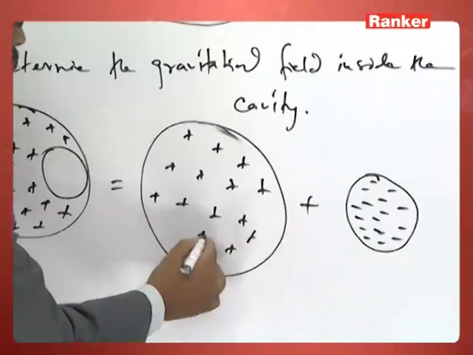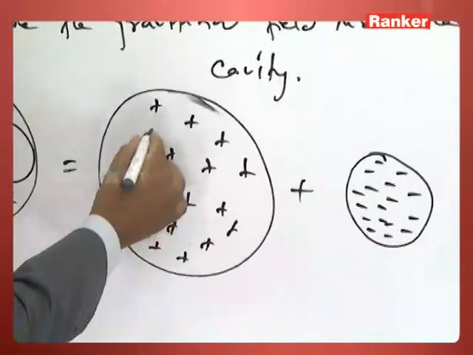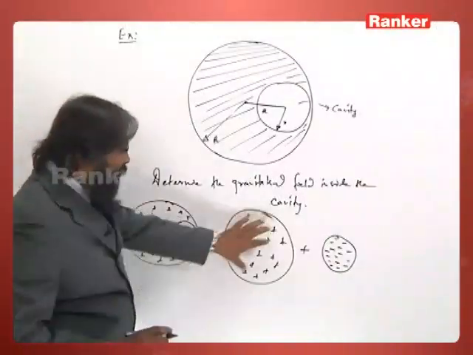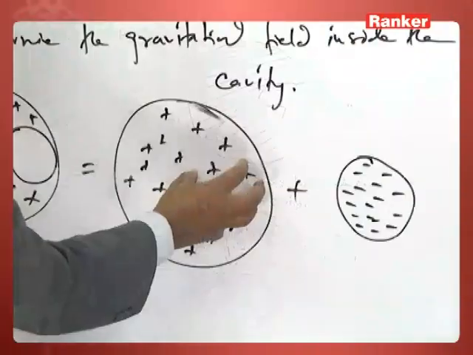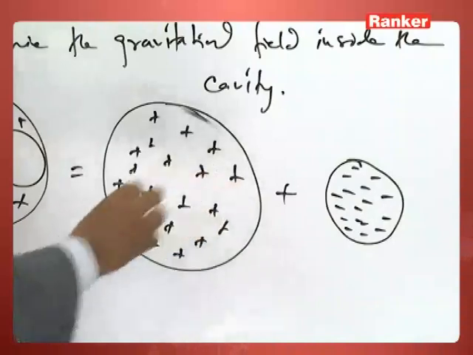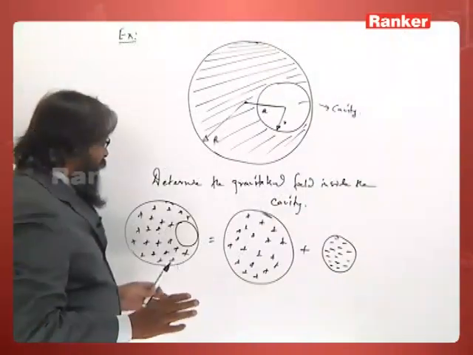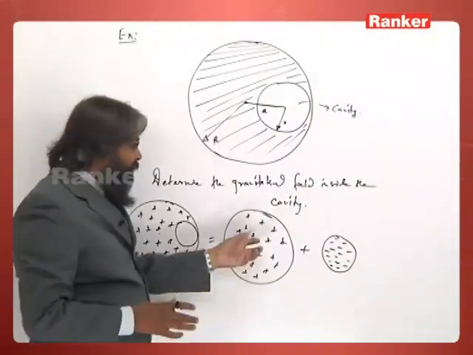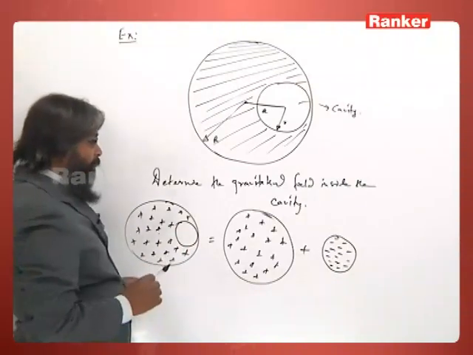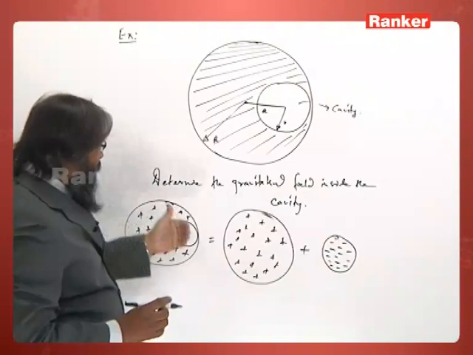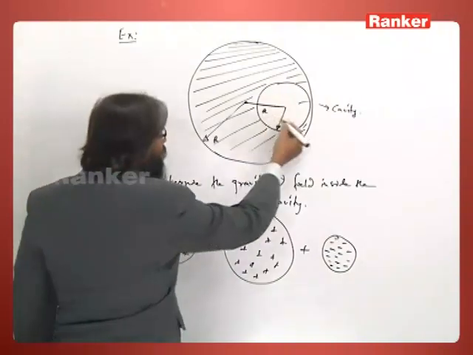One is called positive mass, another is called negative mass. So when we have a positive mass ball and I place a negative mass ball, then this positive and negative mass will annihilate, matter and antimatter will annihilate, and you will get a cavity region. So our idea is to know what is the field here.